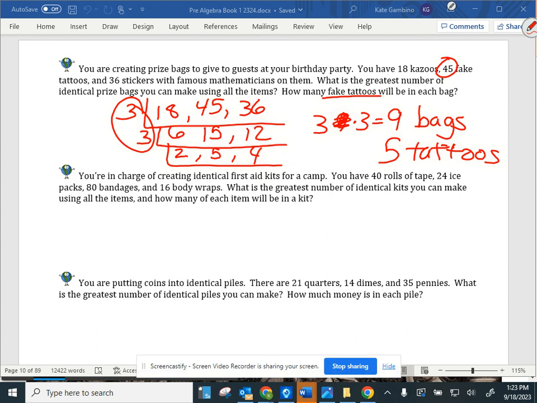So you're going to do that with each of these word problems. You're going to figure out they're all greatest common factors, but they might have 2 questions. So you might have to take it that step further.